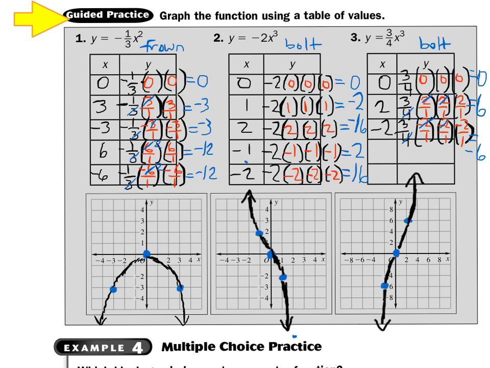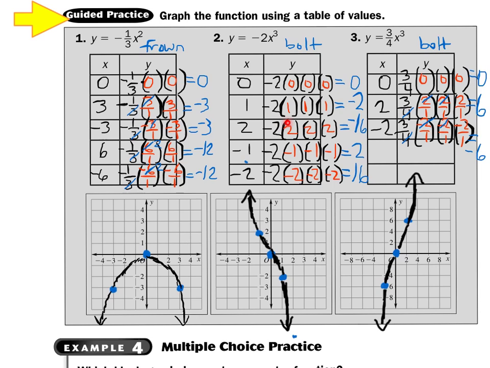So when I input 0, remember I have negative 2 times x times x times x. Well, 0 times anything is 0, so graph the point 0, 0. And then when you put in 1, it's negative 2 times 1 times 1 times 1, which is just negative 2. So if I graph positive 1, negative 2, I get this point right here. Okay, now let's put in positive 2.